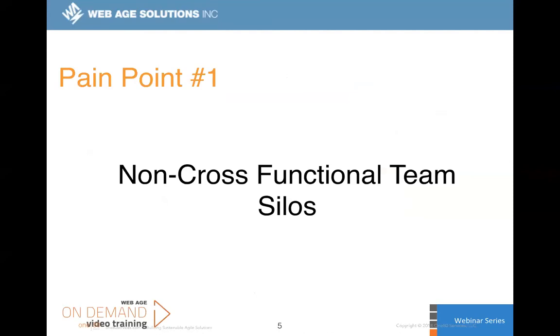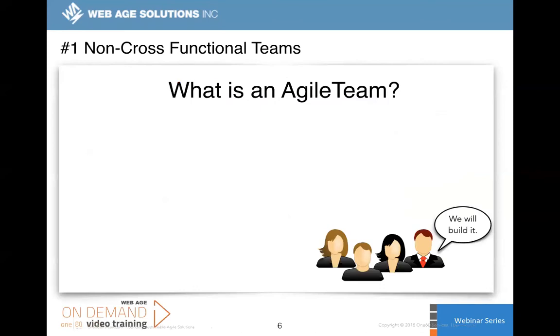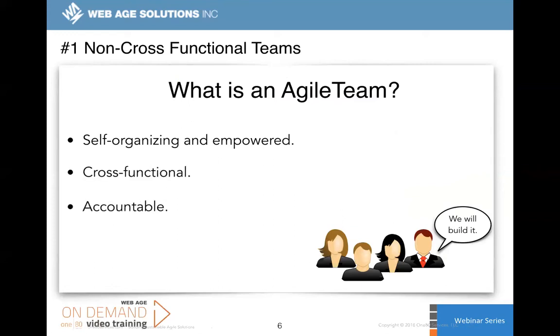The first pain point that when I work with organizations, I hear a lot about is silos still exist and that they are having a difficult time creating cross-functional teams. So when we talk about Agile, as you're probably aware, because I'm sure many of you are Agile experts, an Agile team should be self-organized and empowered. It should be cross-functional. It should be accountable, and it should be small.